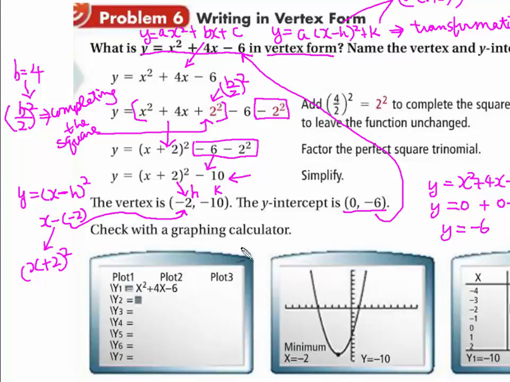Now if you have this vertex form, you know the vertex is going to be negative 2 and negative 10. And because a is 1, it didn't do any vertical stretch or compression. And because the sign before a is positive, there's no reflection. And that's why you have a graph like this. You can always check with your graphing calculator to make sure you get the right answer.